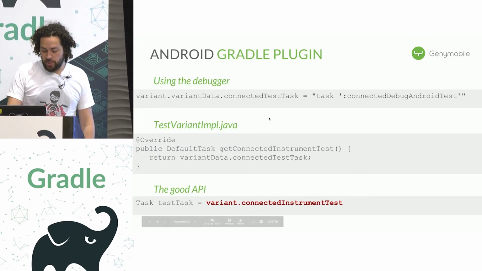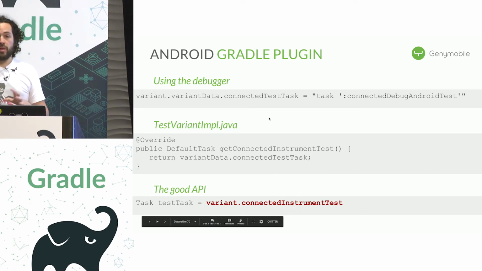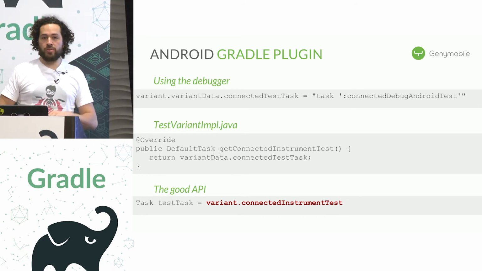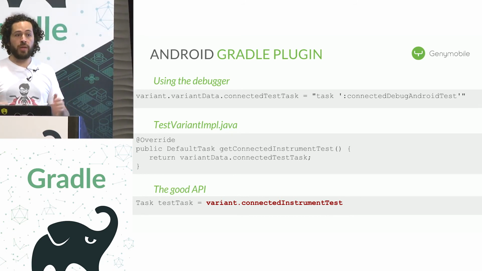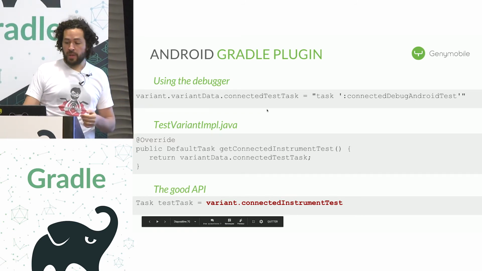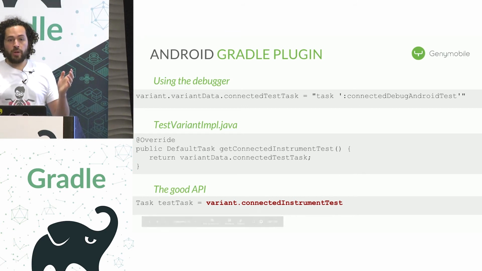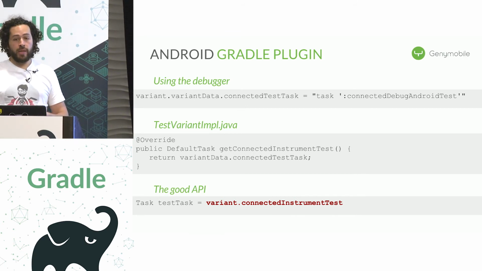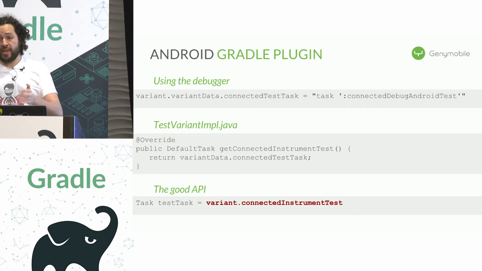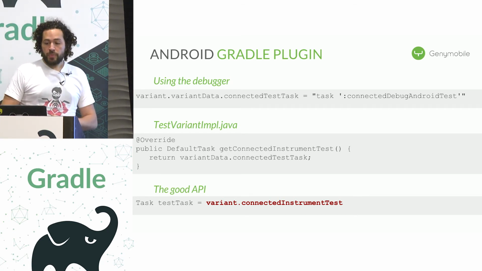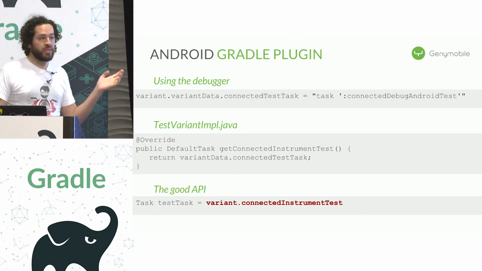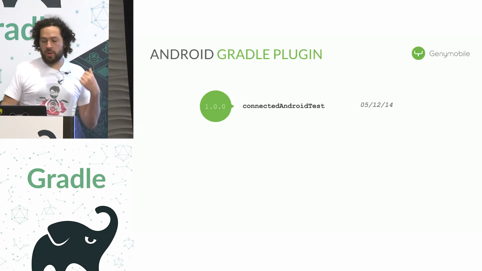Okay, and I told you right before that you must not assume that a static value that everybody knows will remain in the source code of Android concerning the task name. I will give you an example. I ran a test displaying the name of the connected instrument test task on different versions of the Android plugin, and you will see how the name changed. So it was a long time ago.